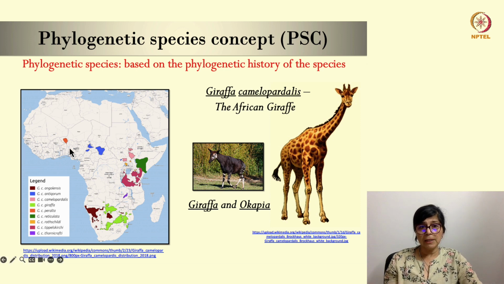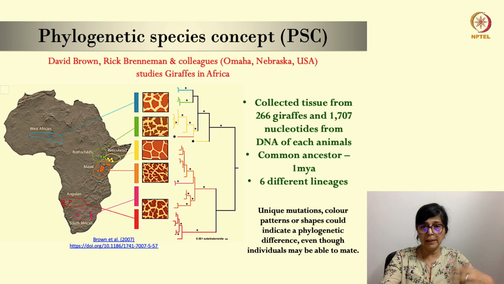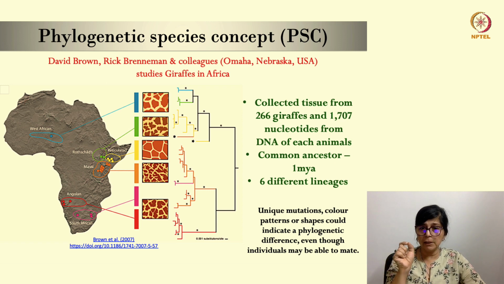Whereas for giraffe, you can see the distribution highlighted in these colors in this map here, and we will get into how many species or subspecies there are. David Brown and his colleagues started to analyze them, and they collected tissue samples from almost 266 giraffes and 1707 nucleotides from the DNA of each of these animals. Their common ancestor is almost 1 million years ago, and they came up with 6 different unique lineages.